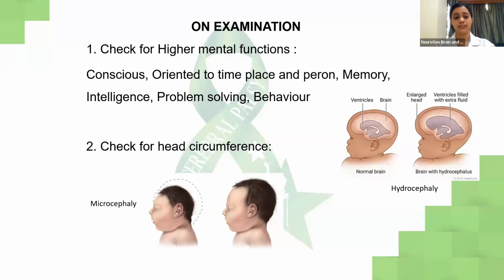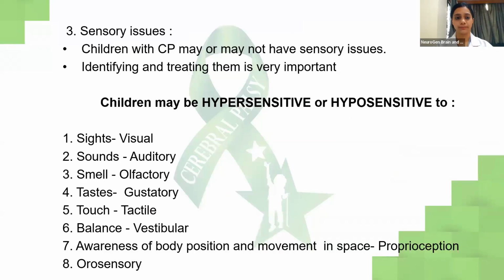Check for head circumference. Head circumference needs to be measured. You need to rule out whether the child's head circumference is normal or if he has microcephaly or hydrocephalus. That also needs to be mentioned.